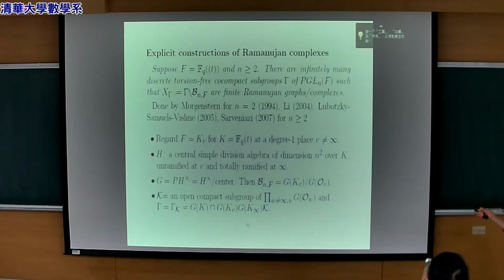So then the same idea by Lubotzky, Samuels and Vishne can be extended to construct Ramanujan complexes. In this case, the field is no longer Q_p, but it's the field of Laurent series. And we can find infinitely many discrete cocompact groups so that we can mod out to get finite Ramanujan complexes. So this was done by various sets of people using different situations where the Ramanujan conjecture was known to hold.